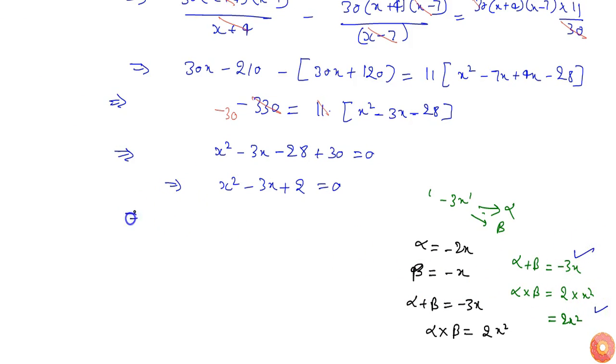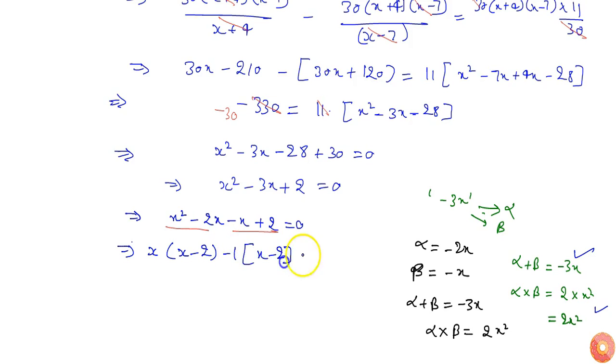So I can write x square minus 2x minus x plus 2 equals to 0. Let's make the two pairs. Then if I take x common out, then it will be x minus 2, and if I take minus 1 common, then it will be x minus 2 equals to 0. Or I can say x minus 2 multiplied by x minus 1 equals to 0.